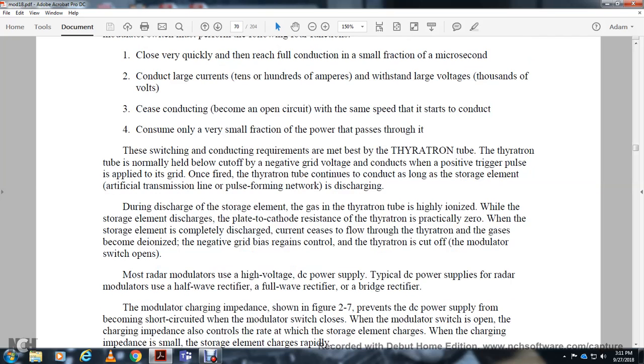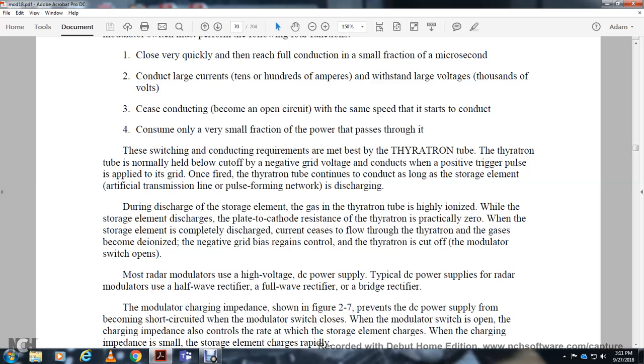Consume only a very small fraction of the power that is passed through it. The switch conduction requirement must be met with a thyratron tube. The thyratron tube is normally held below cutoff with a negative grid voltage. For conduction, a positive trigger pulse is applied to the grid. Once fired, the thyratron tube continues to conduct as long as the storage element, the artificial transmission line or pulse-forming network, is discharging.